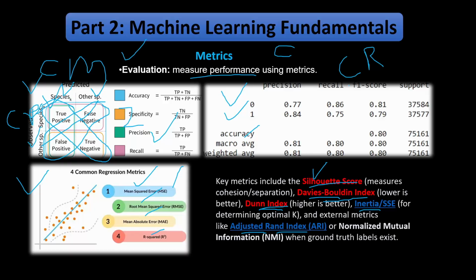Now let's talk about classification report. So classification report tells you one thing: your model's confidence for each class. So let's say we have two classes, one is 0, one is 1. For each class it tells four things: precision, recall, F1 score and support. So for class 0, the model is telling us 0.77 precision, 86 recall, 81 F1 score, and this is the support. And for class 1, the model confidence is 84, 75, 79, and this much.